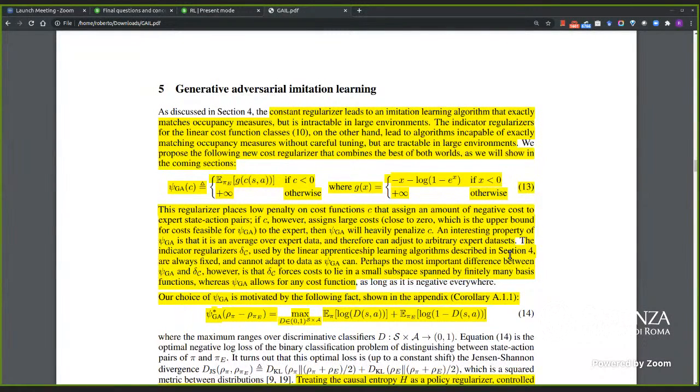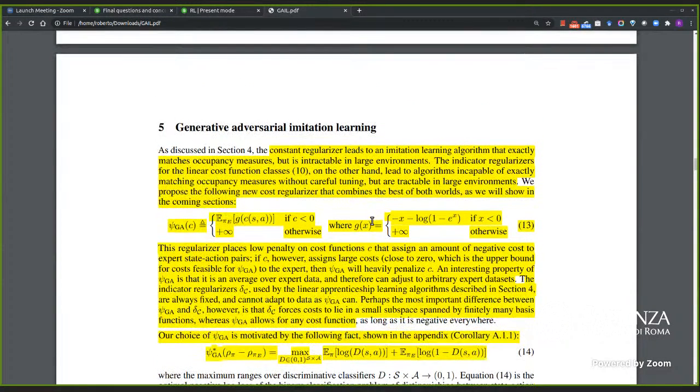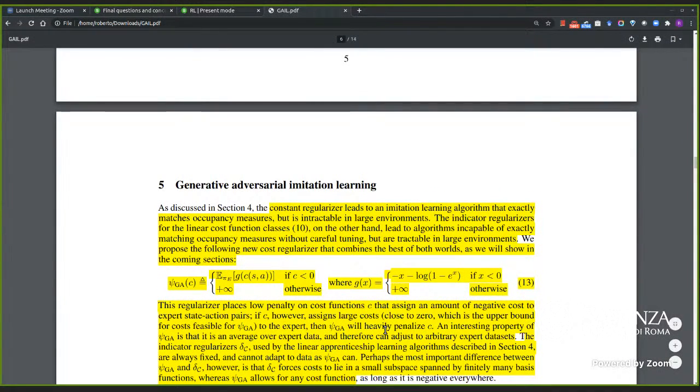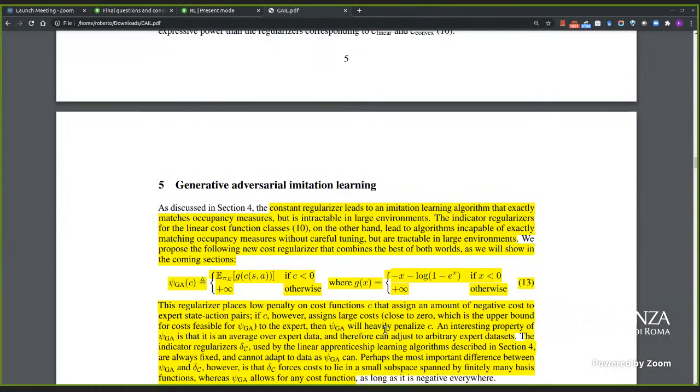Okay, there is a complex analysis over this where they're saying, okay, we have this situation, so what is it that we get if we perform reinforcement learning after inverse reinforcement learning, and what are the kind of results that we can get? So we propose the following new cost regularizer that combines the best of both worlds, as we will show in the coming seconds. So again, they did this kind of analysis under a single mathematical framework where they try to bring everything together by means of this cost regularizer function.